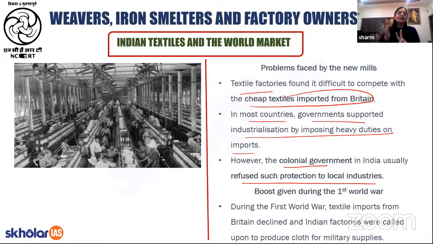So these were the two problems that were faced by the new mills that were coming in our country, that is the cheap textiles from Britain and no protection from the colonial government.